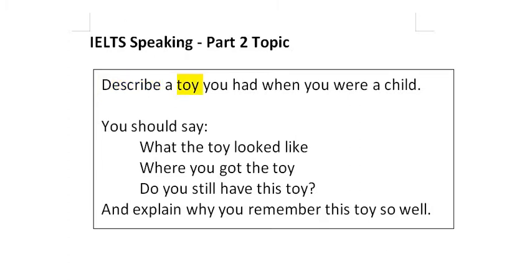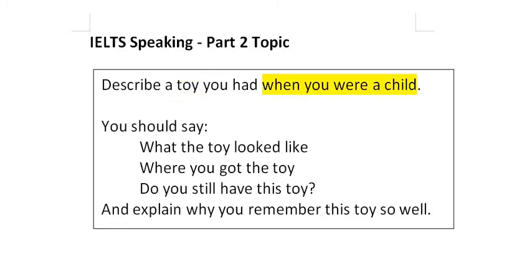Next we have the word toy. What is a toy? A toy is something like a doll or an action figure, a board game or a teddy that children tend to play with. A computer game, for example, would not count as a toy. And you can't talk about a sport in this case either. So make sure the item you choose to talk about is definitely a toy.